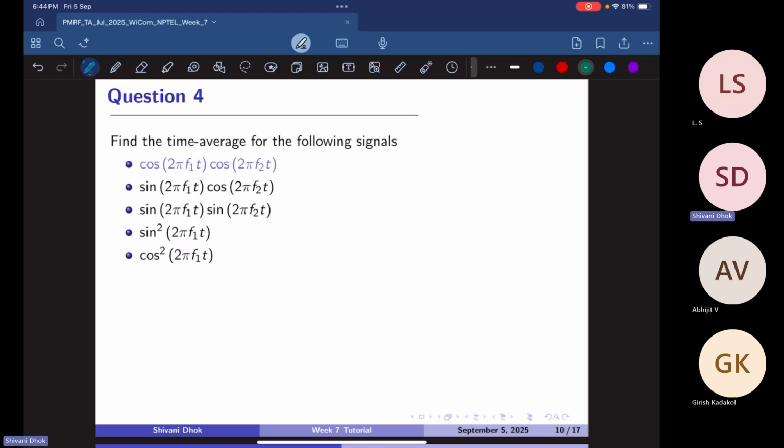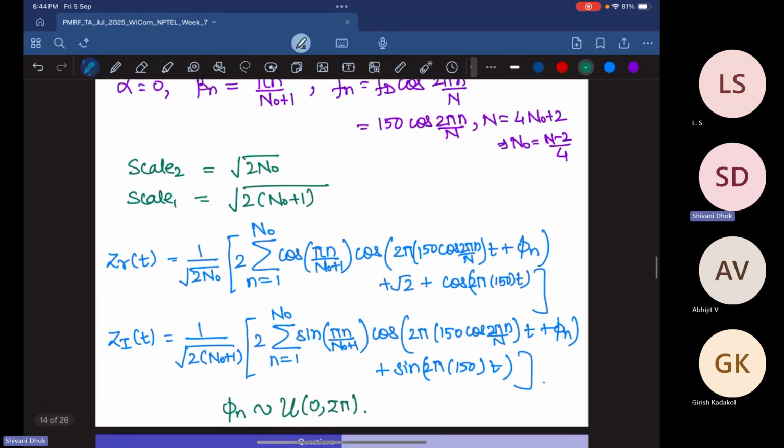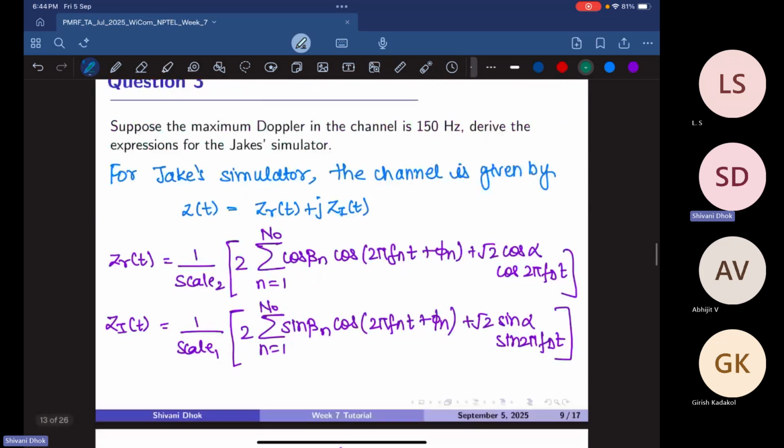In the class, when we were discussing how Jakes' model takes us to the Bessel correlation model, at that time we said that we'll find out the time average of ZR, ZI, then ZR square, ZI square, and also their autocorrelation, like expectation of Z of t into Z conjugate of t plus delta t. And for all of these, we wanted to find the time averages.